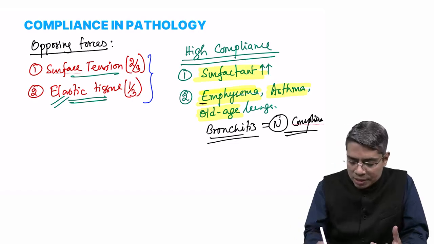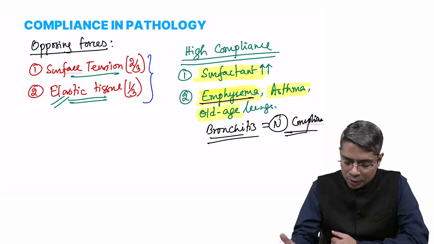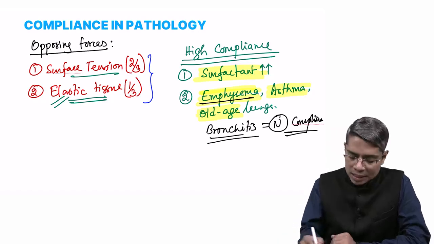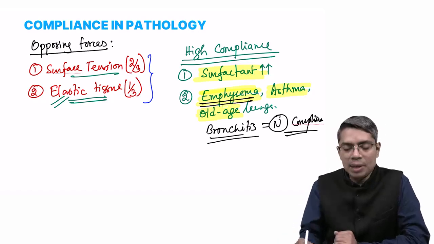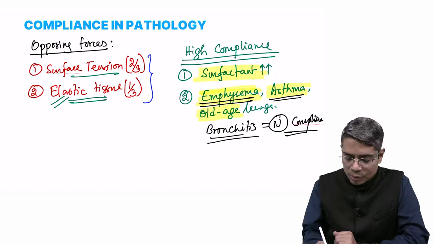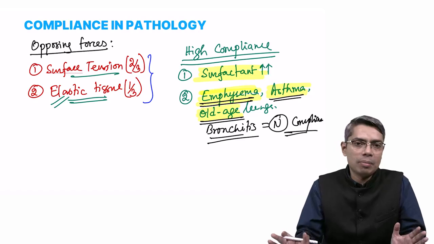But emphysema is typically destroying the alveolar region and parenchymal region. So that's why whenever I say COPD, all COPD will not have the high compliance, but emphysema definitely will have high compliance, and chronic asthma will also have a higher compliance, and same for the old age lung, but not for bronchitis. The bronchitis means normal compliance.